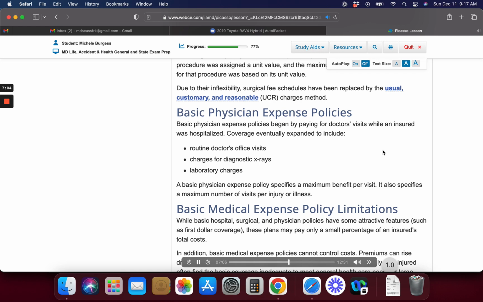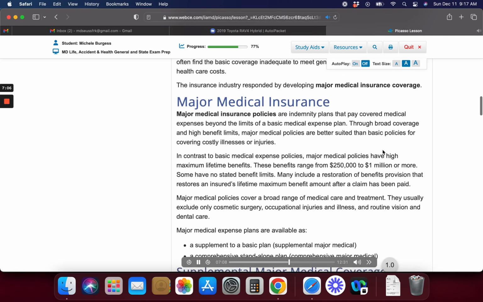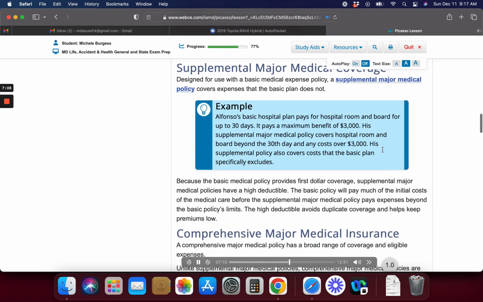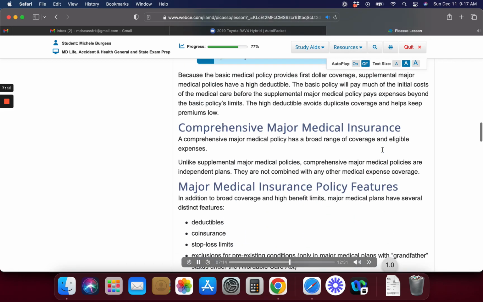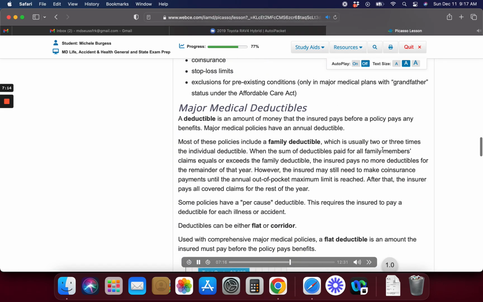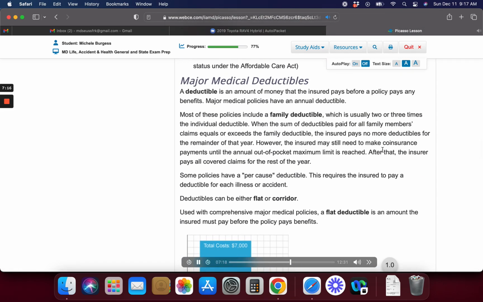Most of these policies include a family deductible, which is usually 2 or 3 times the individual deductible. When the sum of deductibles paid for all family members' claims equals or exceeds the family deductible, the insured pays no more deductibles for the remainder of that year. However, the insured may still need to make coinsurance payments until the annual out-of-pocket maximum limit is reached. After that, the insurer pays all covered claims for the rest of the year.